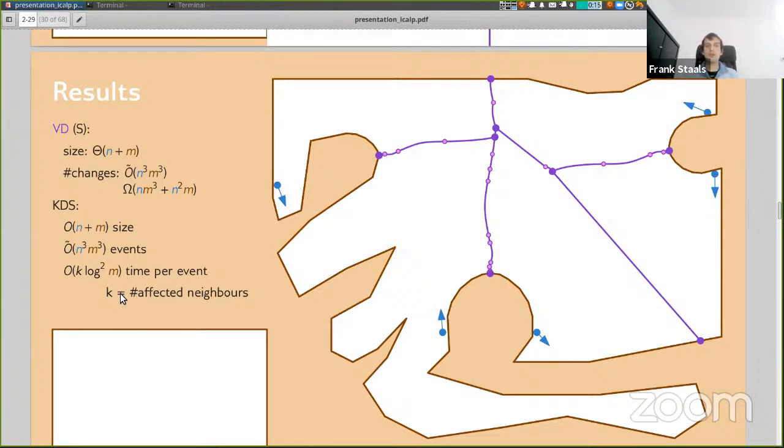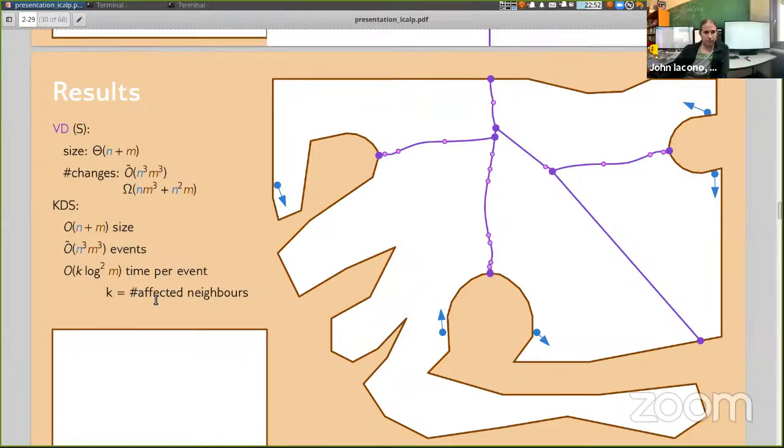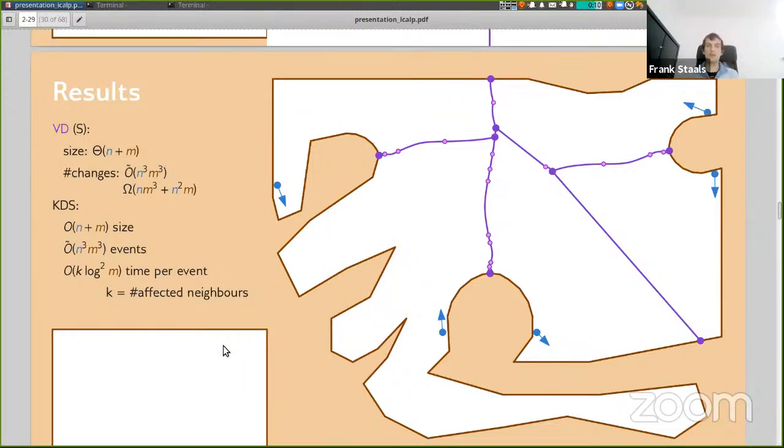Ideally we would get rid of this K factor, but again, that seems pretty tricky. I don't really want to say much more about the problem itself, because how we do this, I can't really explain in 30 seconds. So I'll just keep it at that.